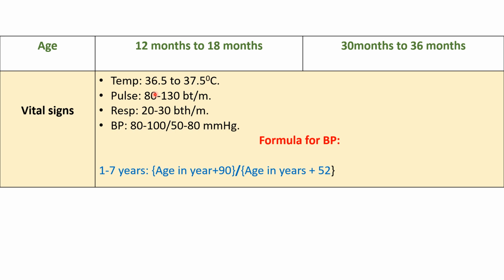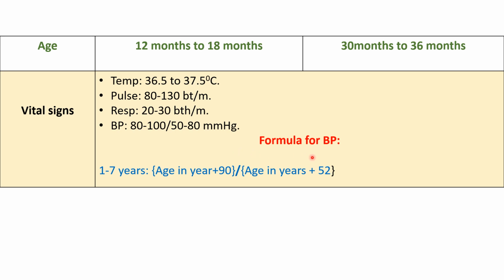Vital signs: 36.5 to 37.5 degrees Celsius is the temperature. Pulse 80 to 130 beats per minute. Respiration 20 to 30 breaths per minute. BP 80 to 100 by 50 to 80 mm of Hg.